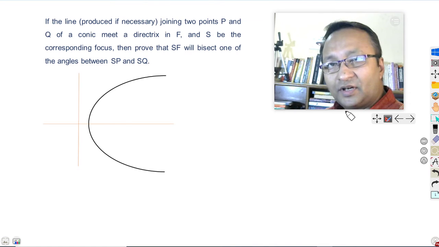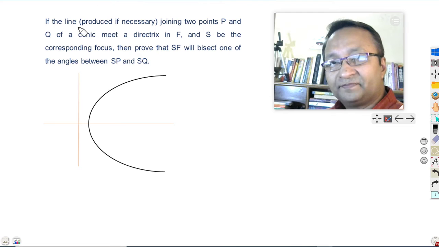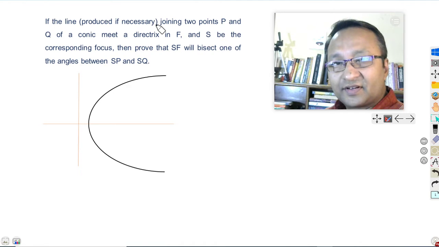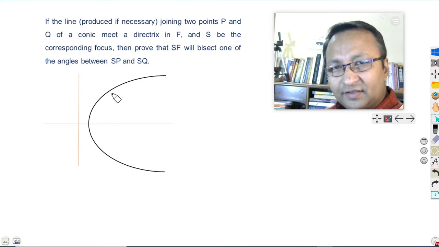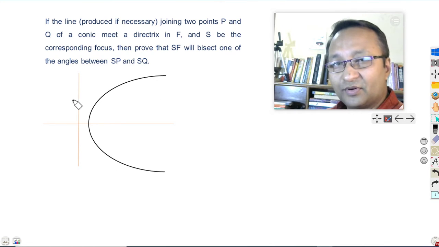Hi everyone. So let's look at this first proposition, which of course is valid for all the three conics, parabola, ellipse, hyperbola simultaneously. If the line produced if necessary joining the 2 points P and Q of a conic meet the directrix in F. So what I do is I take this as a conic. This can be a parabola, maybe this turns out to be an ellipse or hyperbola.